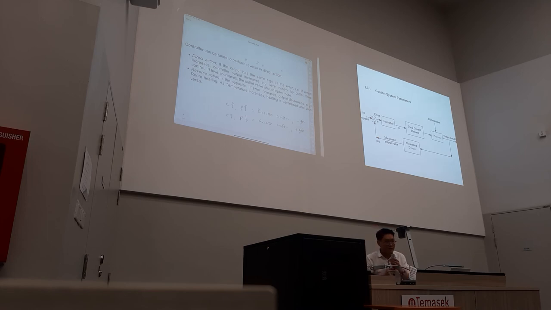So every time you see your controller react like this, error increases, output increases, it is a direct action. So your K should be a negative K. And when you have E increase, P reduce, it is a reverse action. And the K value or the gain itself should be a plus. Alright?